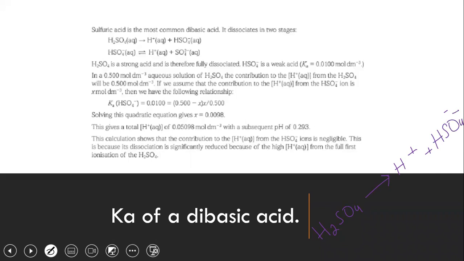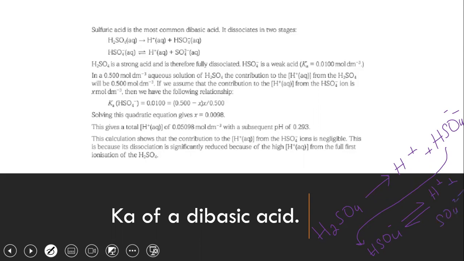This is the first step. It's going to dissociate to give you hydrogen ion and hydrogen sulfate ion. So the first step is that your sulfuric acid is going to break down to give you hydrogen ions and the hydrogen sulfate ion. Then this hydrogen sulfate ion continues to dissociate. It continues to break down and it gives you hydrogen ions plus sulfate ions.